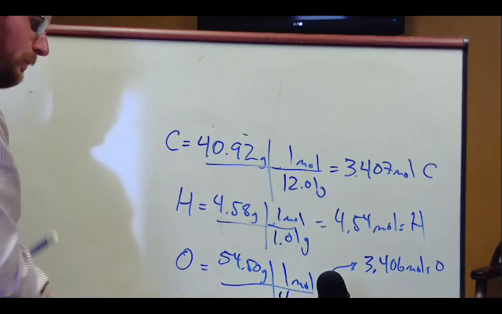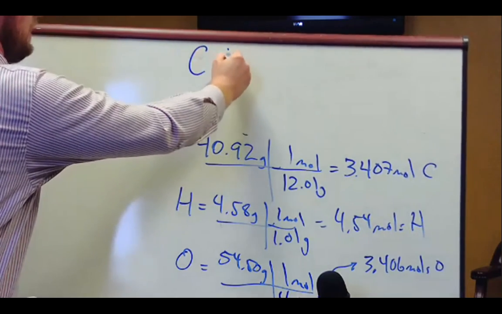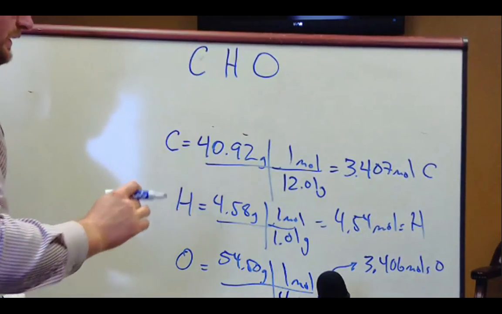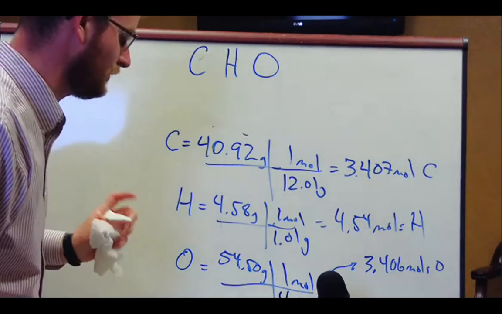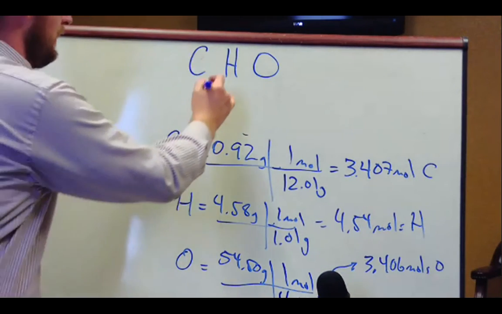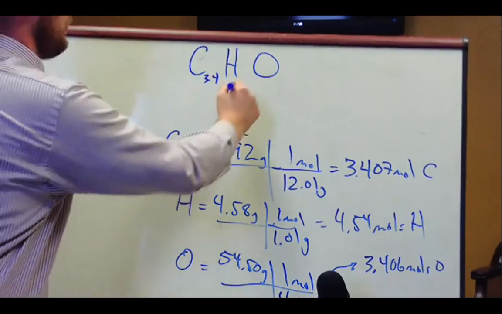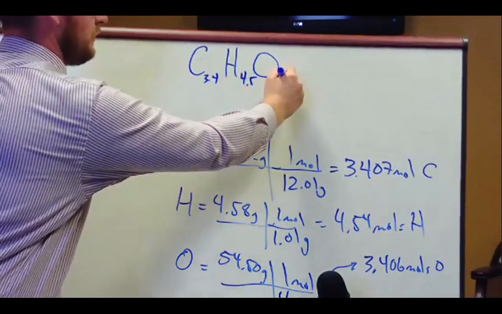So we know ascorbic acid has carbon, hydrogen, and oxygen. It doesn't matter the order with which you place these. I just usually do carbon, hydrogen, and oxygen. So how many moles did we find out of carbon are there? 3.4. How about hydrogen? 4.5. And oxygen is 3.4.